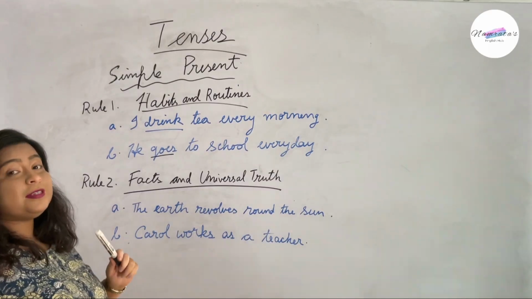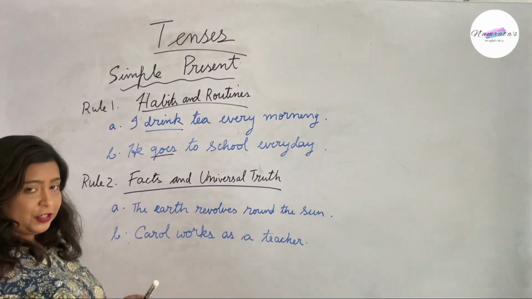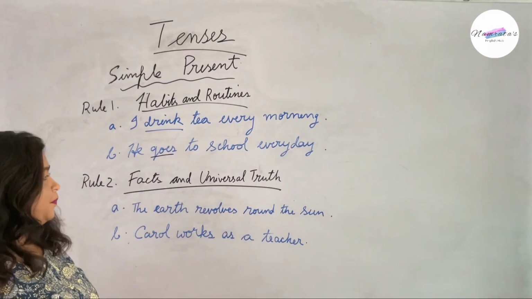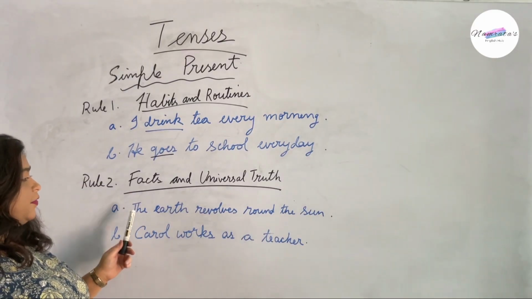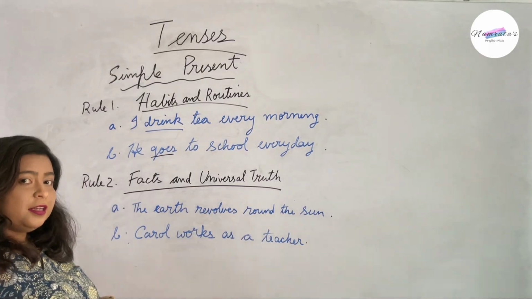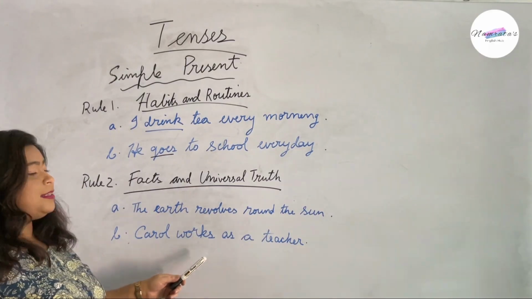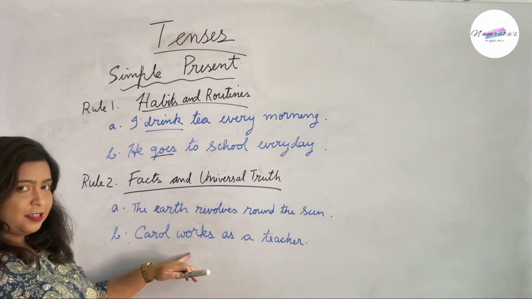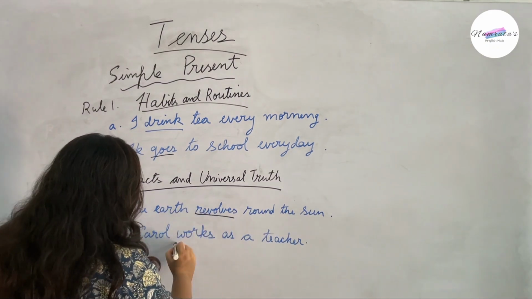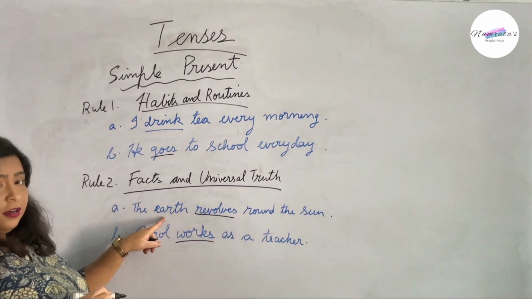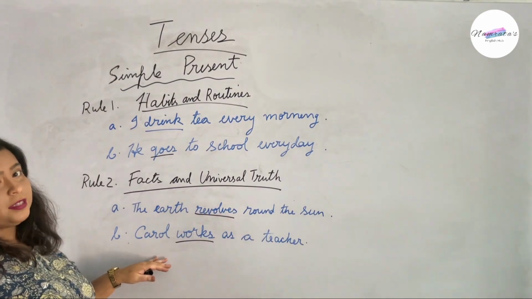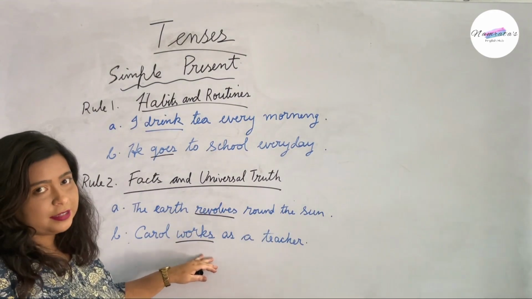Second rule is we use simple present tense in situations like universal truth or facts. Facts means information. So universal truth, see, the earth revolves around the sun. This will never change. This is universal truth. Carol works as a teacher. This is fact or information. That is why again we are using simple present tense. The earth, third person singular, so revolves. Carol, third person singular, so works.